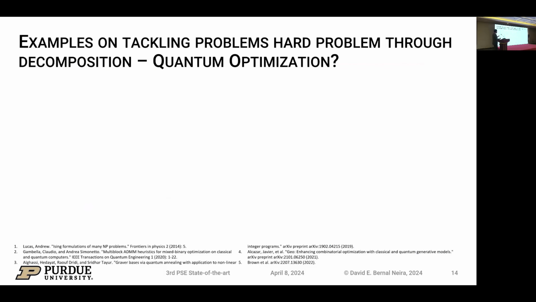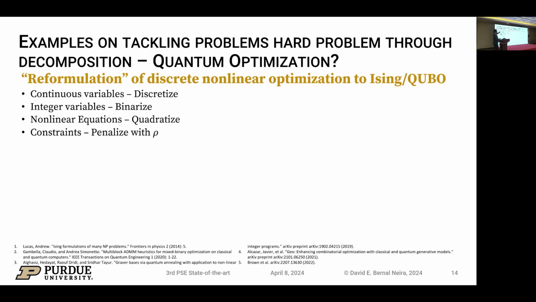You can reformulate MINLPs directly into this QUBO shape. If you have continuous variables, you discretize them. If you have integer variables, you turn them into binaries. If you have nonlinear equations, you can actually turn them into quadratics, and you can penalize constraints. If you do this once, amazing.